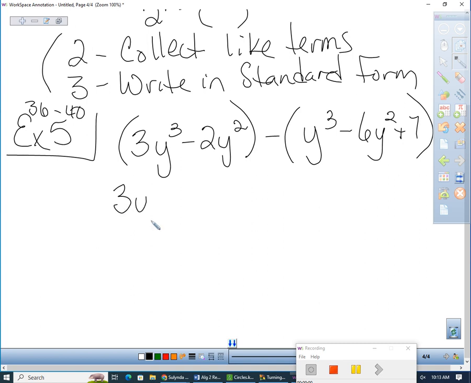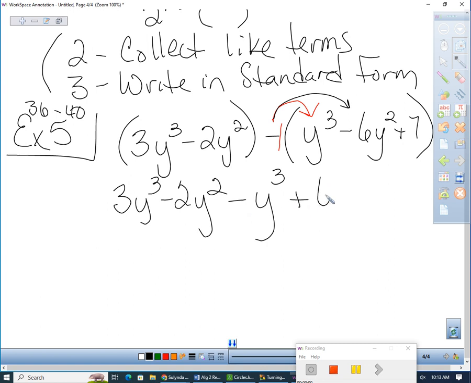So I have 3y to the third minus 2y squared. The second one has that magical, wonderful 1 right there. So we're going to distribute -1 through the second parenthesis. So we have -1 times y to the third is negative y to the third. -1 times -6y squared. A negative times a negative is a positive 6y squared. And then -1 times 7 is -7. So any questions on that step?